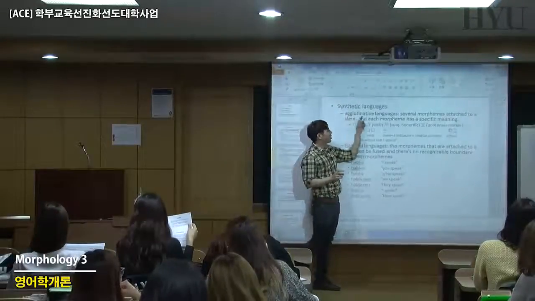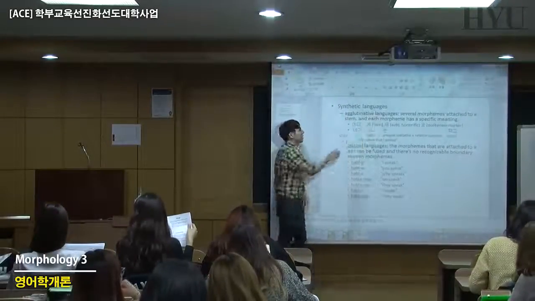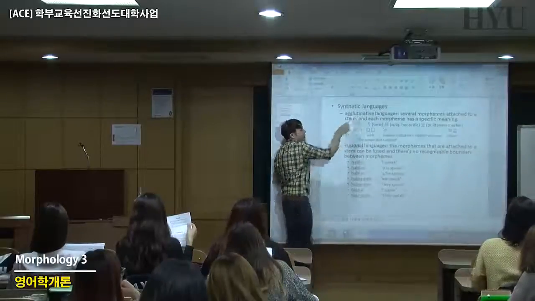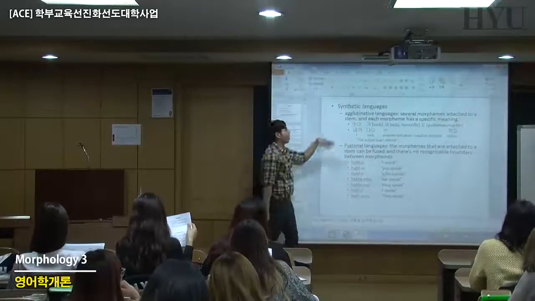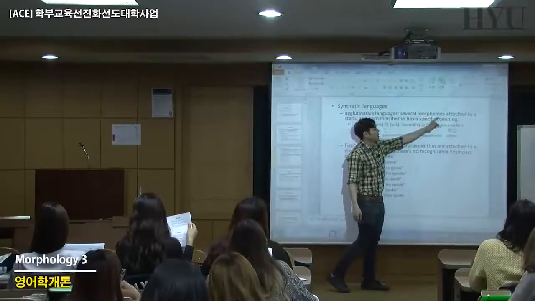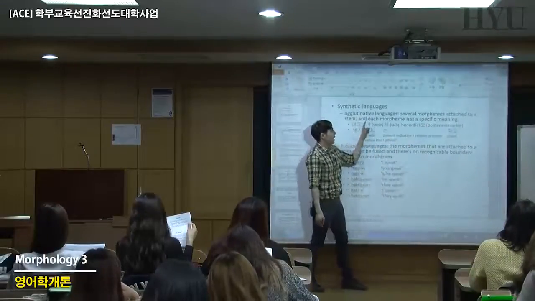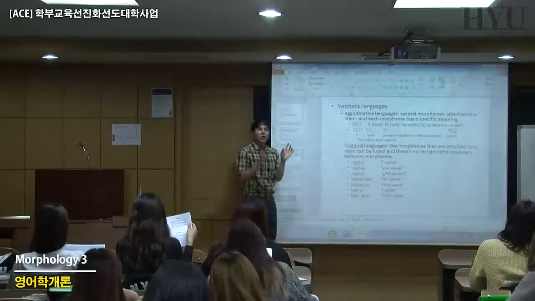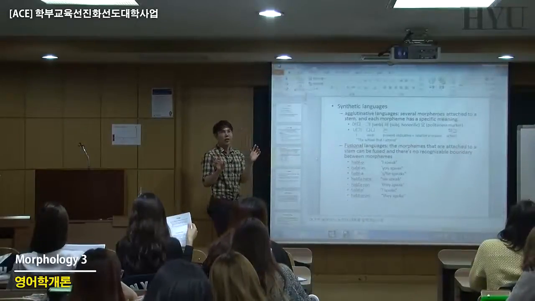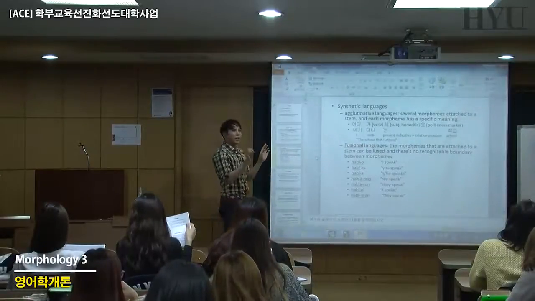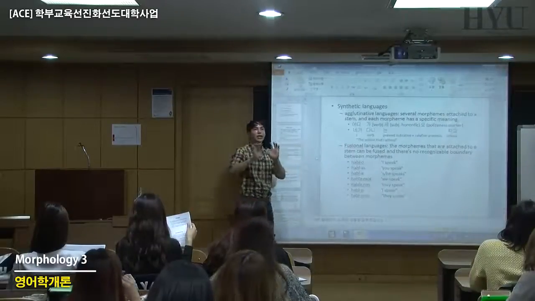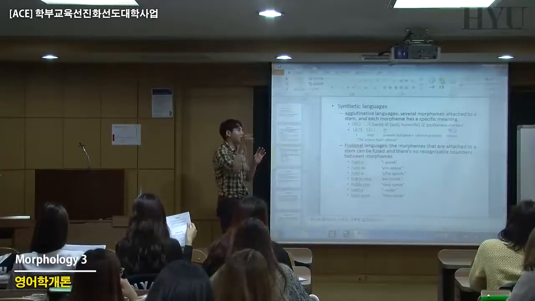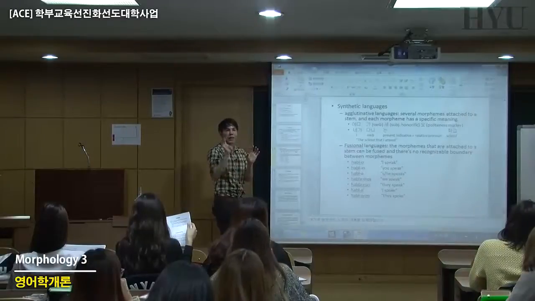The first minor group is agglutinative language, right? Glue is like you attach using glue, right? Several morphemes attach to a stem and each morpheme has a specific meaning. Each morpheme tends to retain, to keep the shape, and you can recognize each morpheme like that.